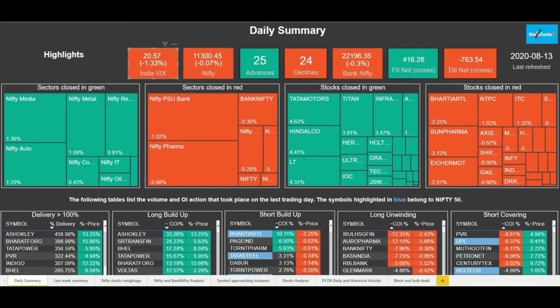Now as you can see, the second box shows the Nifty close price, that is where the Nifty closed today. It closed at a very slight negative, minus 0.07%, which is considered flat. Coming to the third box, it tells us the number of stocks which closed in green. We can see that 25 stocks out of 50 Nifty stocks closed in green, and the fourth box tells us how many stocks closed in red, and 24 stocks declined today. So in total, 25 plus 24, we can see the total is 49.